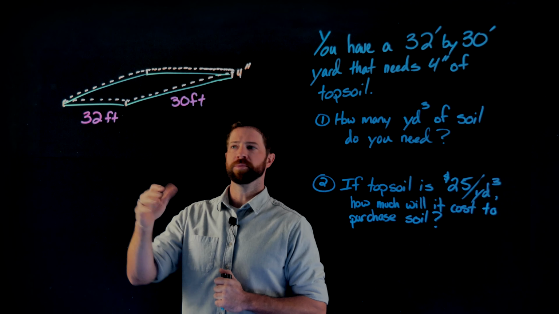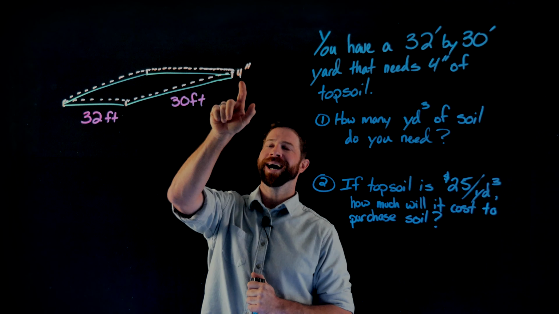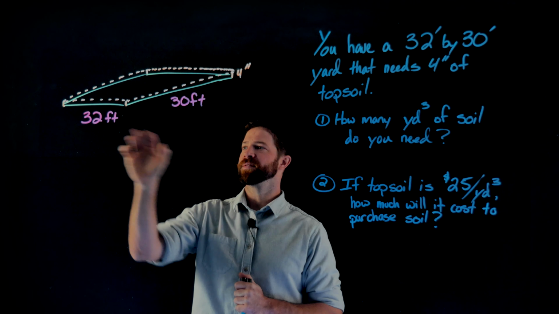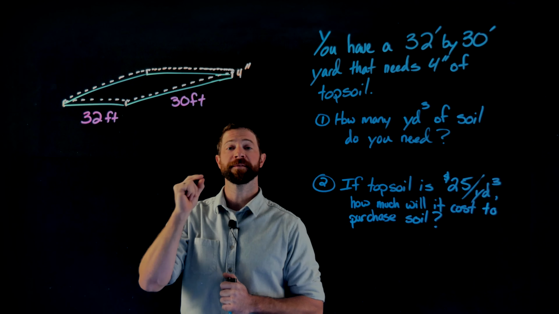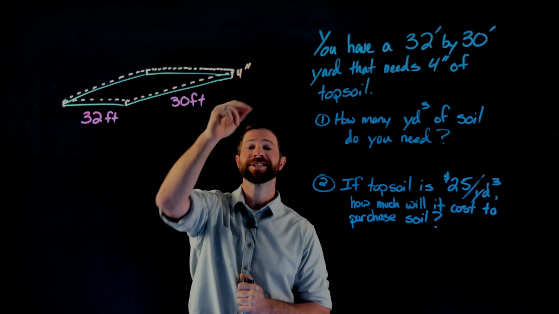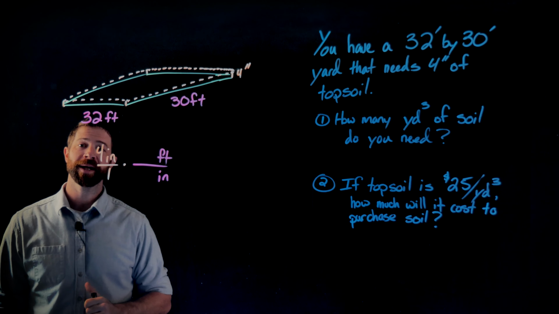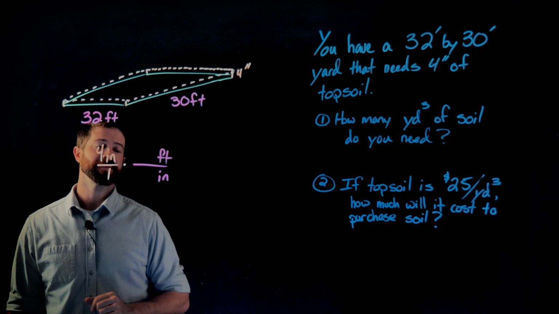To find the volume, we'd do the length times the width times the height. The issue here is we're given feet for 2 of the dimensions and inches for the 3rd dimension. What we first need to do is translate 4 inches into feet. We'll multiply that by the conversion rate of inches into feet.